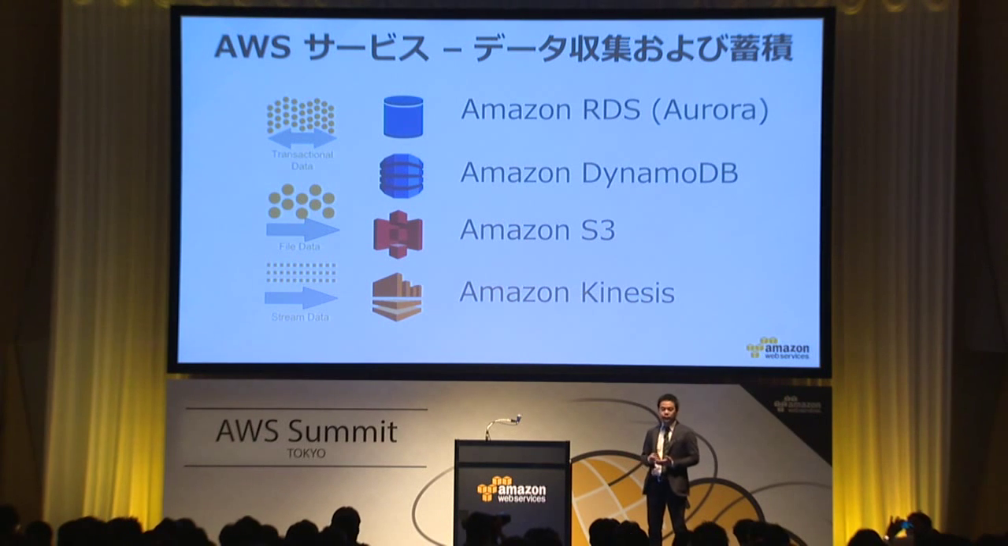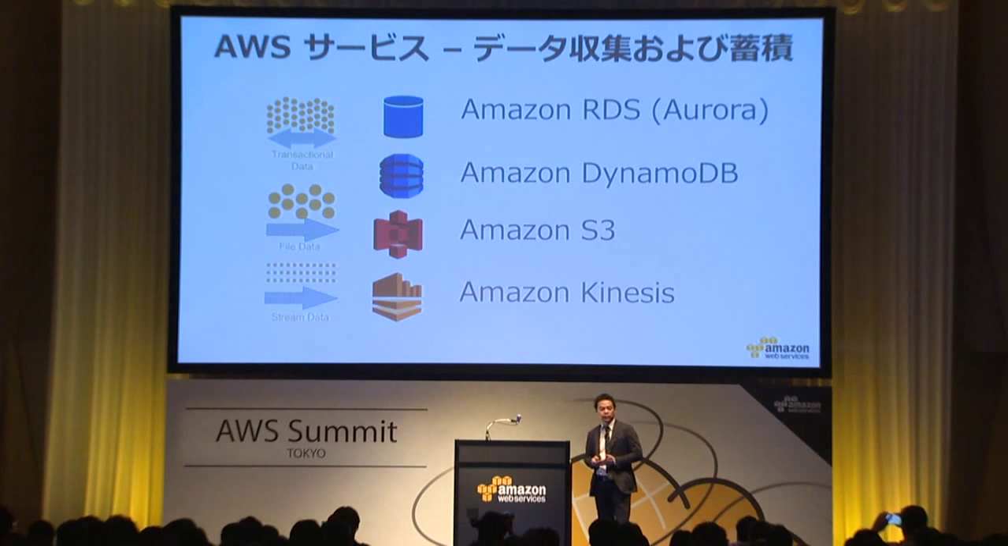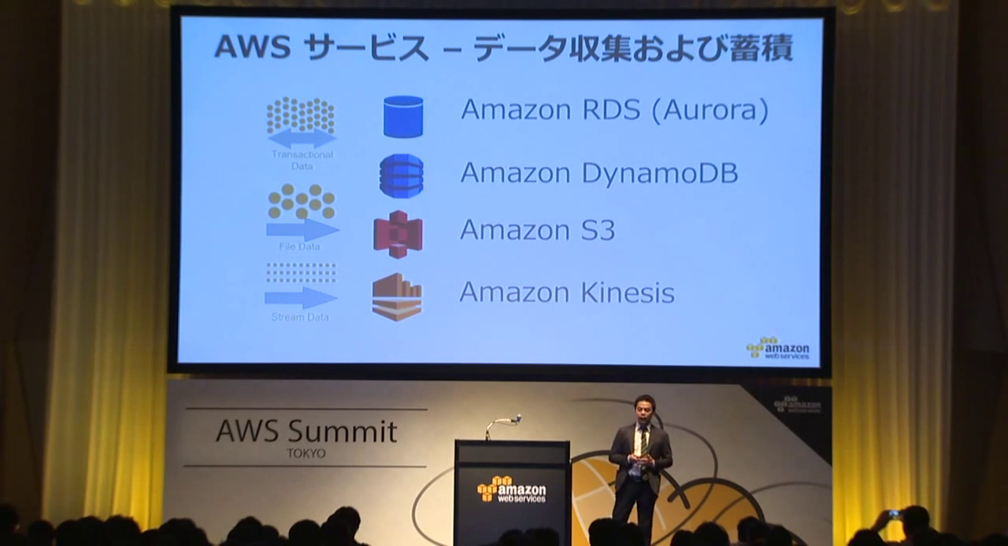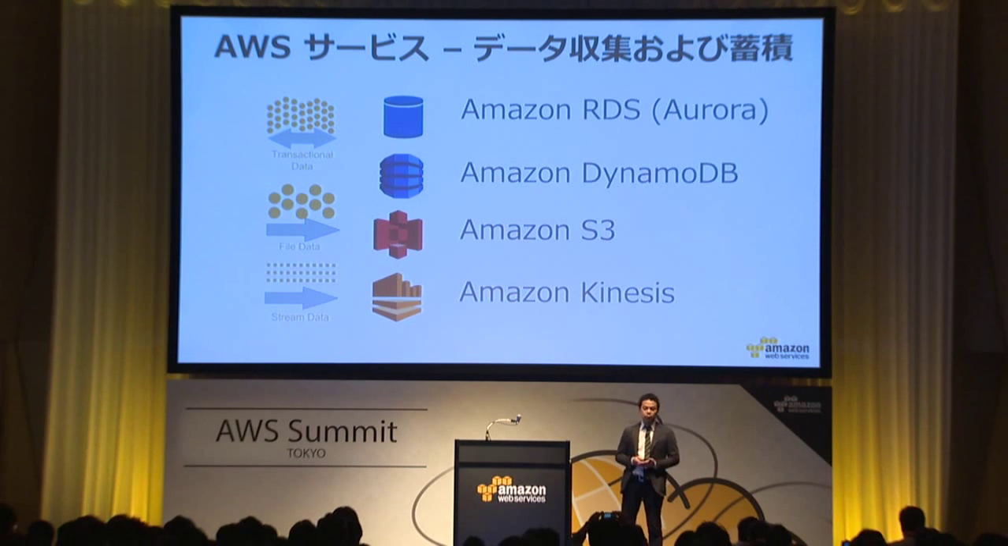And then, depending on the data you want, the location might be different. For example, transactional data goes to RDS. Most recently, we announced Aurora, which will be launched very soon. It's a relational database for transactional data. And if it's file data, then you can go to DynamoDB or S3. The data can be stored on either of the two.